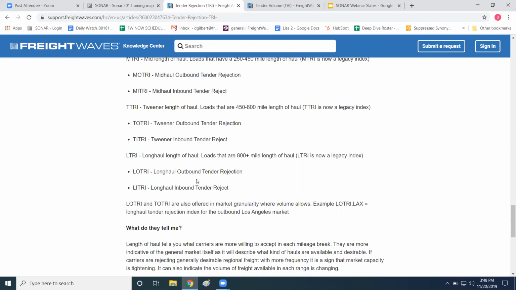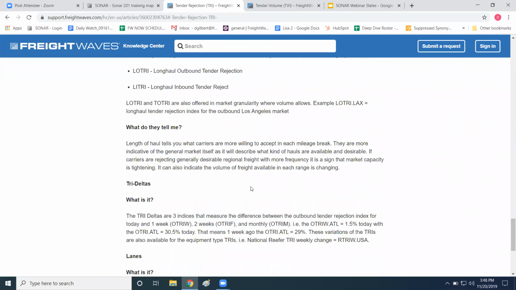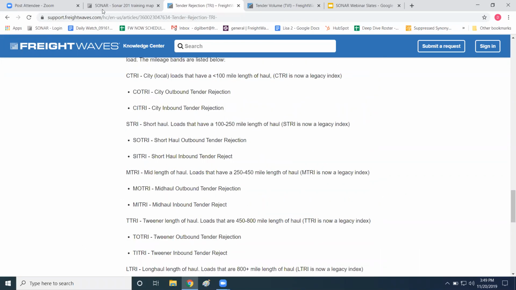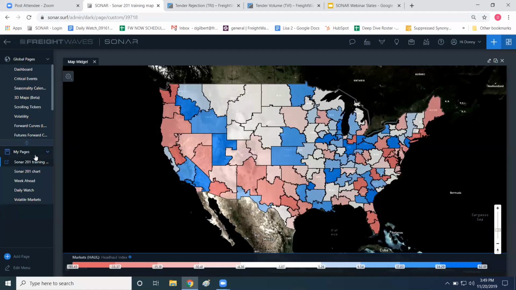We are able to understand the movement in spot market rates, because tender rejection rates are actually a reaction to the market by carriers. That's what makes it really important. So definitely look this one up and read through it, because there's a lot of information to help you understand. I want to start off tender rejection rates on a chart.